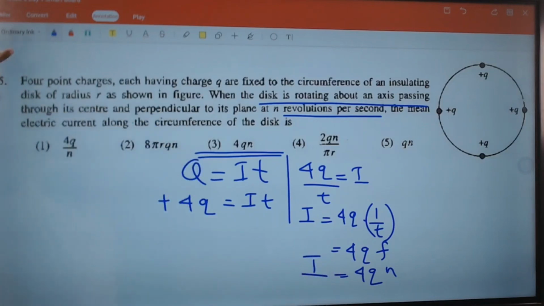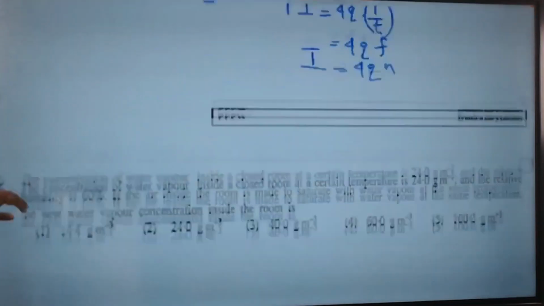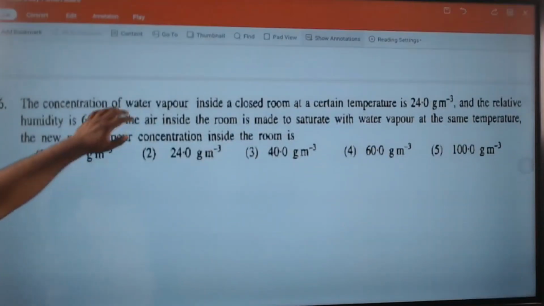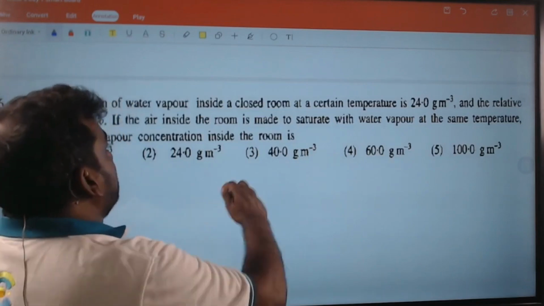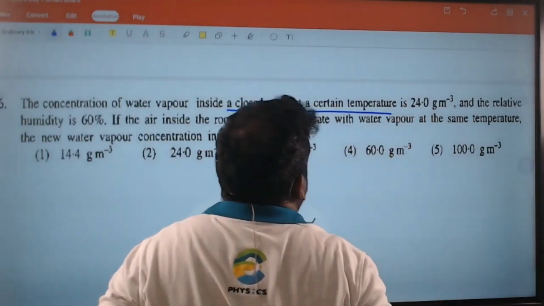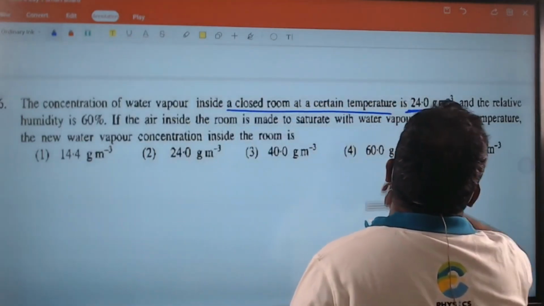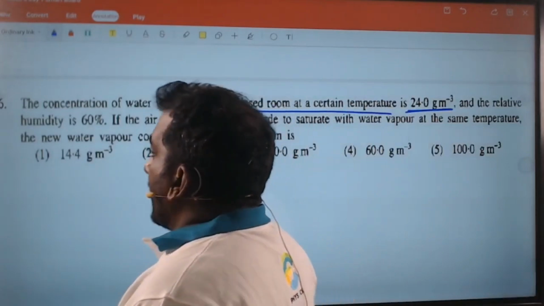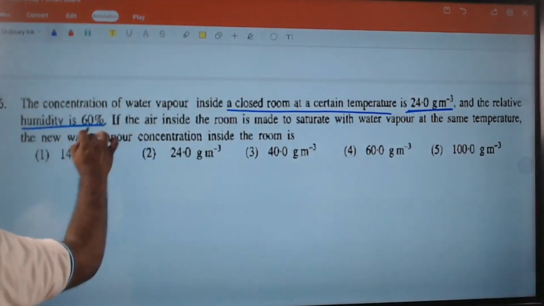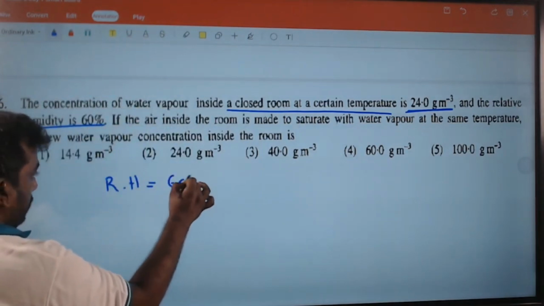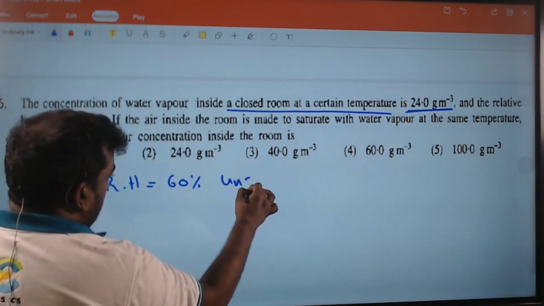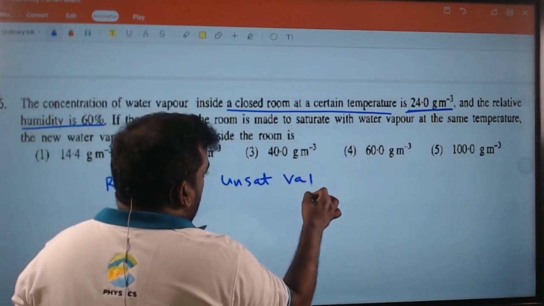Good question. The concentration of water vapor inside a closed room is 24 gram per cubic meter and the relative humidity is 60%. So RH equals 60% means unsaturated vapor. Don't forget, unsaturated vapor.